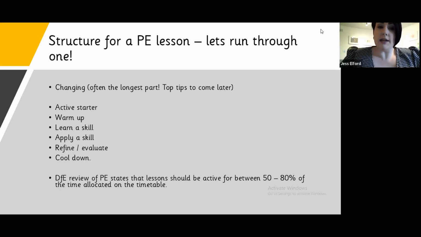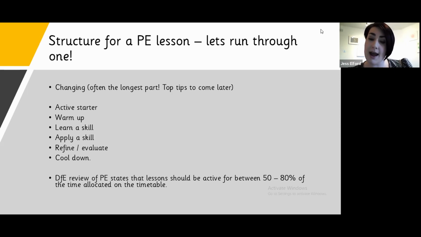So the next bit is going through the structure for a PE lesson. Okay, so changing is often the longest part. So the most recent DfE review stated that PE lessons should be active for between 50 and 80% of the allocated time that is given in the timetable. So if your PE lesson is an hour, those children should be moving for 50% to 80% of that. Okay, which does sound like a lot, but it is completely achievable.